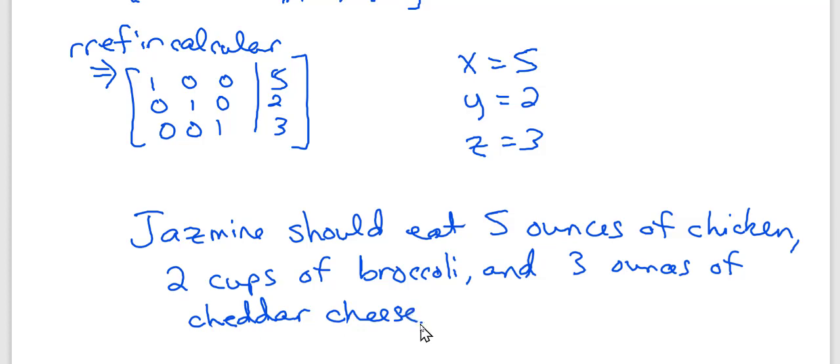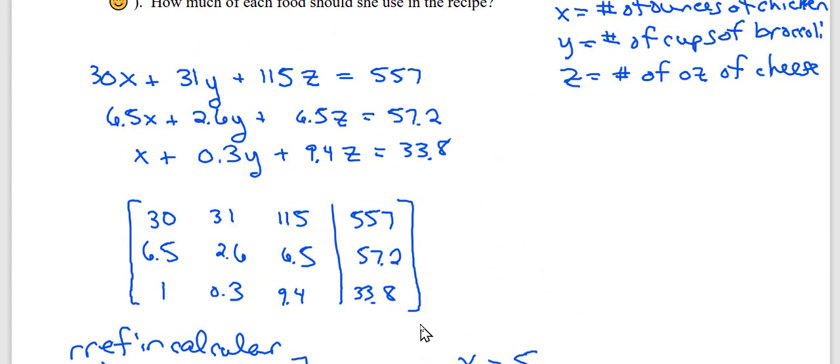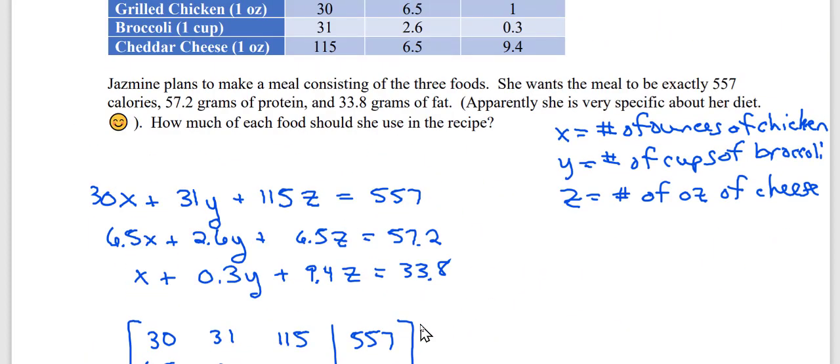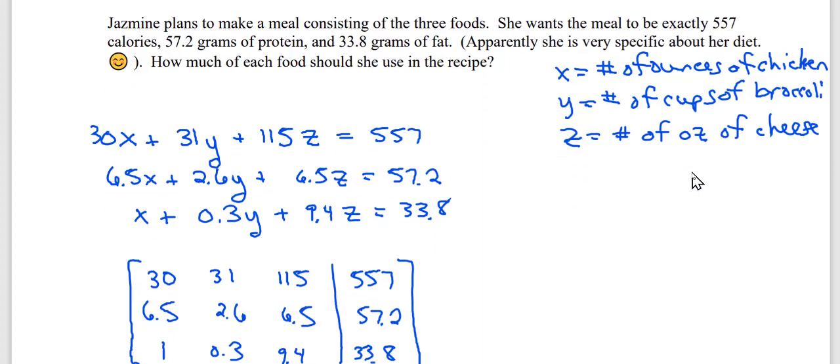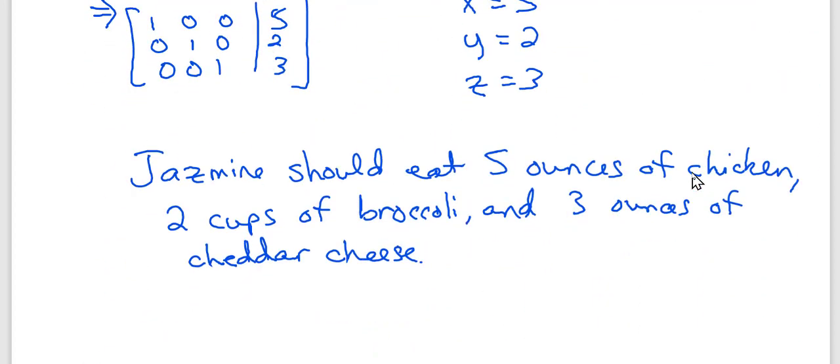Okay, so that answers our question, I believe. I always like to go up and reread the question just to make sure. How much of each food should she use in the recipe? X was number of ounces of chicken, Y was number of cups of broccoli, Z was number of ounces of cheese. So we're good there.